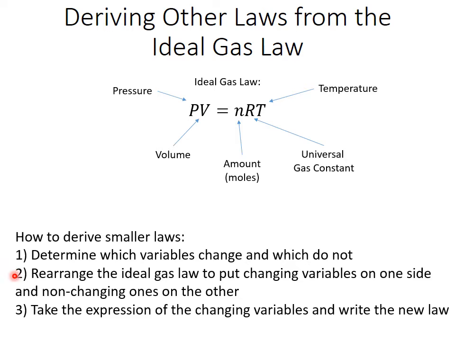You will then rearrange the ideal gas law to put changing variables on one side and non-changing variables on the other side of the equal sign. And it's worth it to note, R will always be with the non-changing variables because it itself is a constant. It doesn't change. Last step is to take the expression of the changing variables and write the new law. Let me show you how this works.